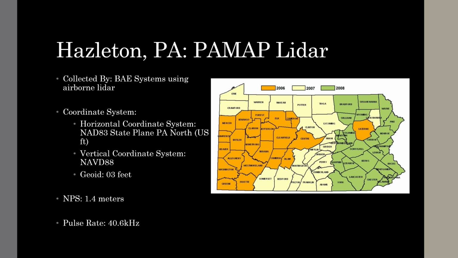The coordinate system of the data is EPSG code 2271, which is NAD83 State Plane, Pennsylvania North in US feet. This dataset also has a defined vertical coordinate system of NAVD88, Geoid 3. The project was collected with LiDAR quality level 3, meaning it has a nominal average point spacing of 1.4 meters with a vertical error RMSE of 20 centimeters.